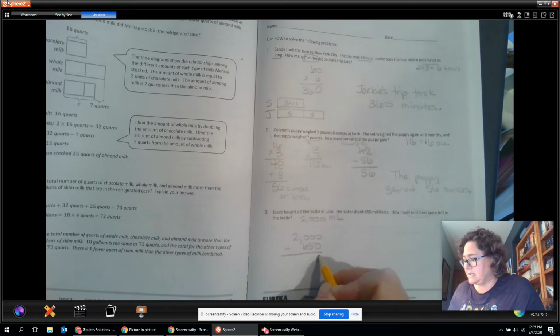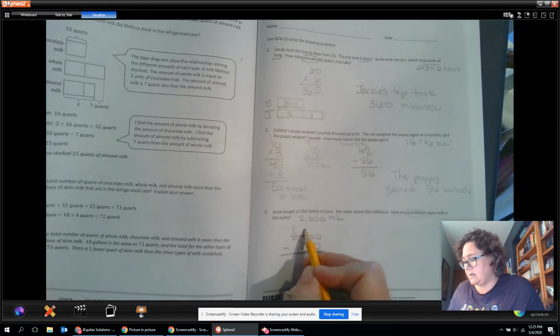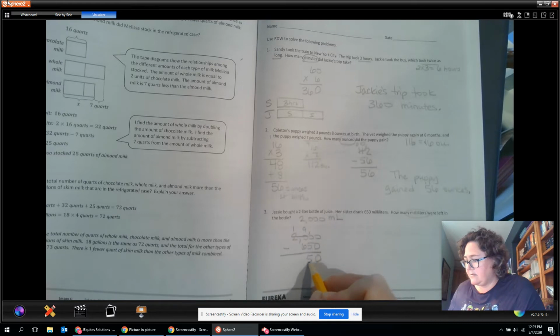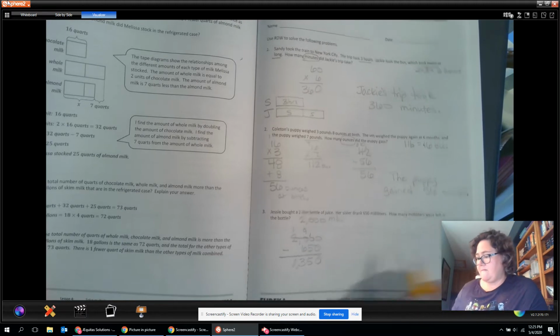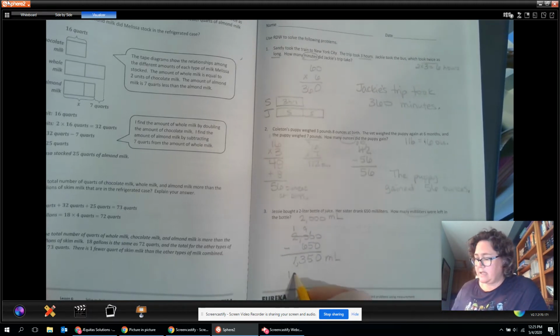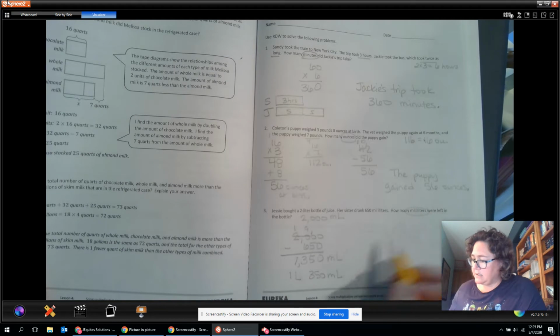0 minus 0 is 0. Can't do 0 minus 5. Can't borrow from a 0. I'm going to go all the way over. That'll be a 1. That'll be a 9. So that can be 10. 10 minus 5 is 5. 9 minus 6 is 3. We're looking at 1,050 milliliters. The other thing you could say is 1 liter, 350 milliliters. But they want it in milliliters, so we better stick with the all-milliliter answer.